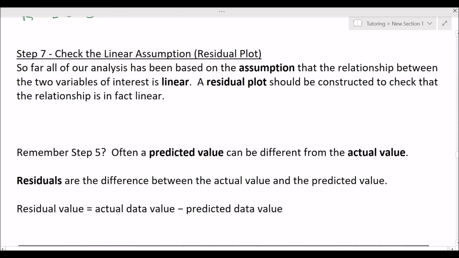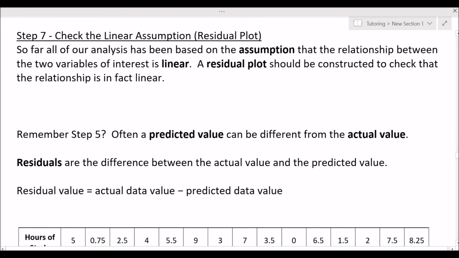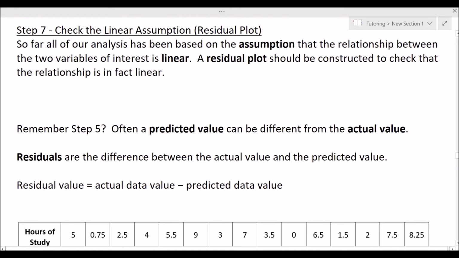Let's move on to step 7 now, which is to check one of our assumptions. The assumption that we're going to check is that it is a linear model. Okay, we know that's really important. We also know that checking for outliers is very important. And we also know this has to be based on numerical data. Those are sort of your 3 assumptions, that it's numerical data, that it is a linear relationship, and that there are no outliers. You need to check those 3 things. Okay, so we need to construct a residual plot to check if it is a linear relationship.